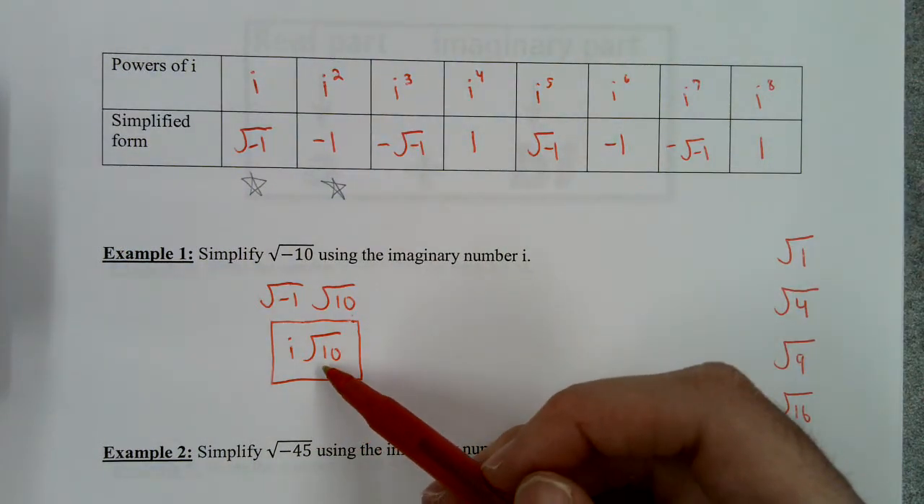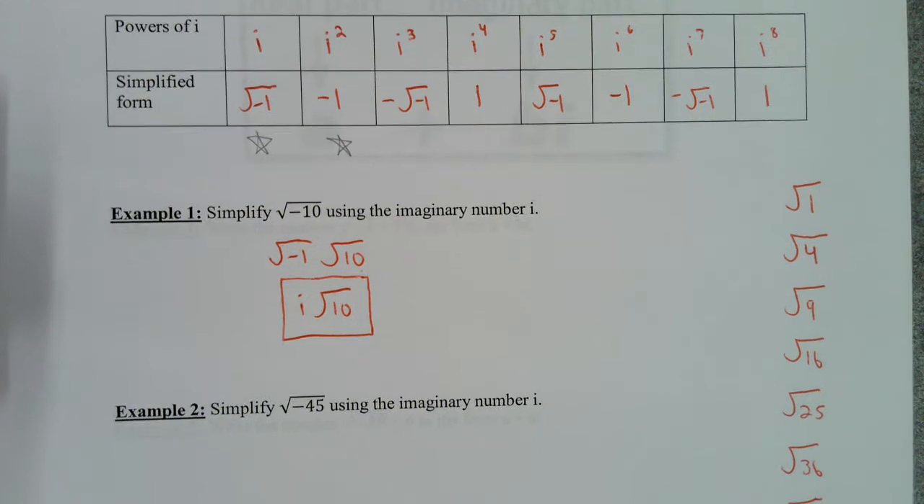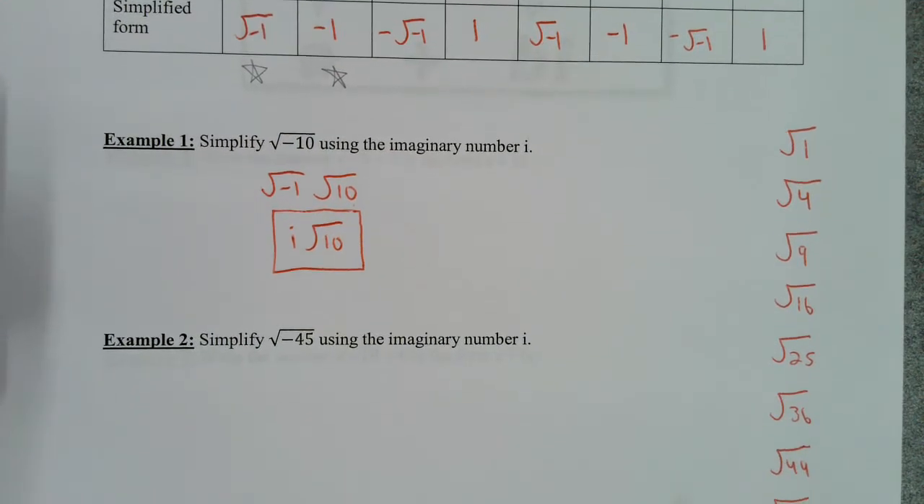The i comes before the square root. Okay? Let's try another one. Simplify the square root of negative 45.